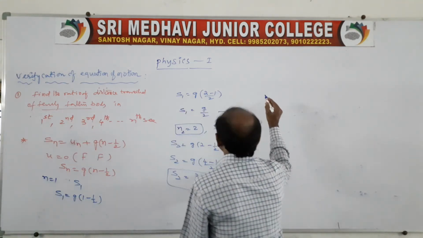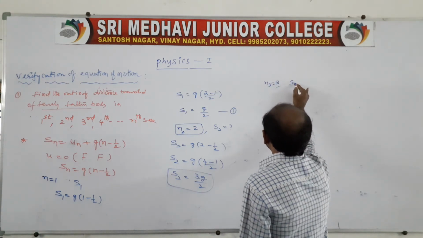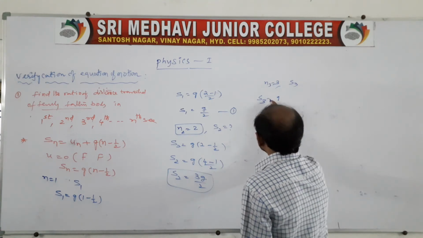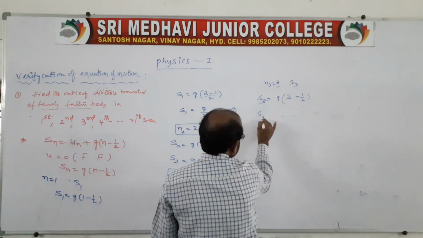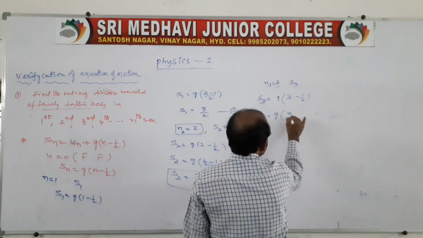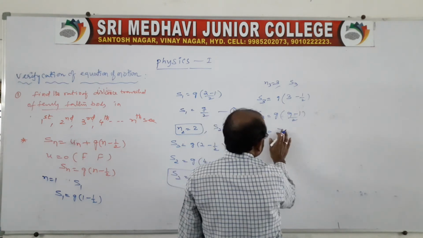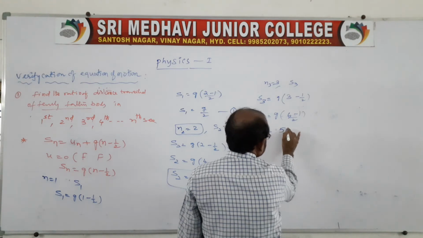Let us go for the next one, that is n equal to 3. You take 3 seconds, and S3. After this calculation, we can conclude like this: S3 is equal to g into (3 minus 1) by 2, right? S3 is equal to g into (9 minus 1) by 2. So S3 is equal to, I think it is 6, no? Okay, 5g by 2.